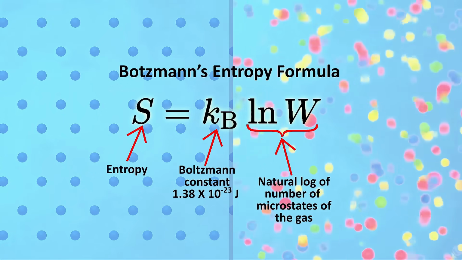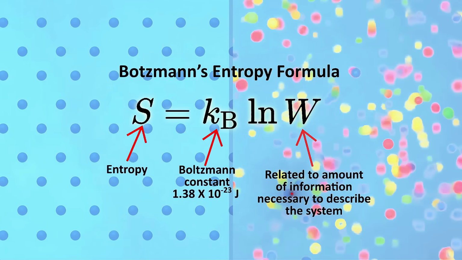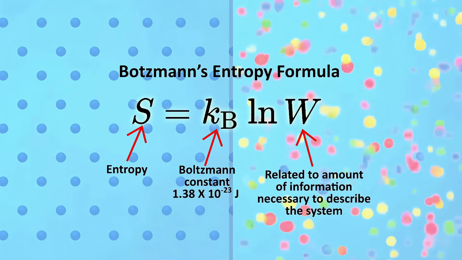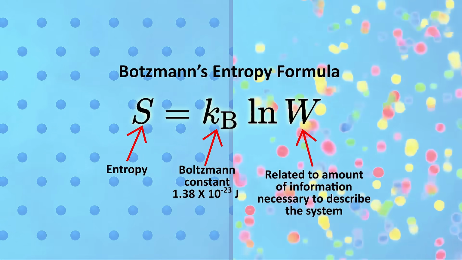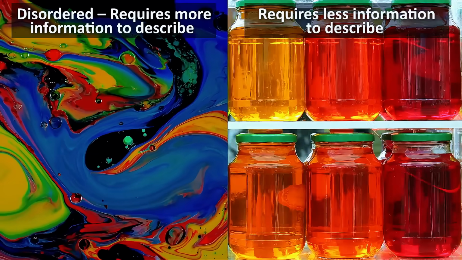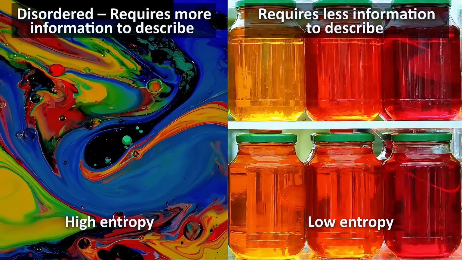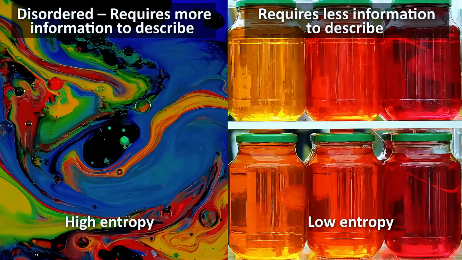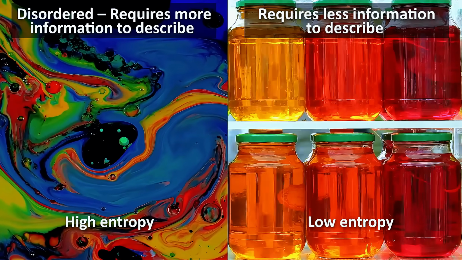The number of microstates is also related to the amount of information necessary to describe the system. The more information that's necessary, the higher the entropy. This can also reflect the degree of disorder or randomness in a system. A system with high entropy has many possible arrangements, and thus describing its exact state requires more information.